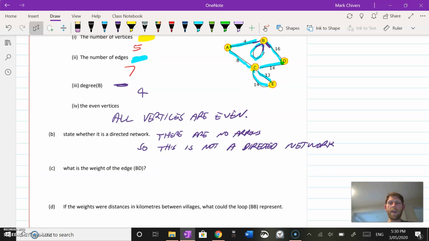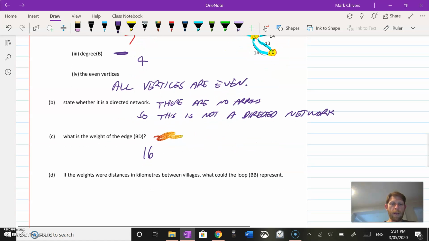What is the weight of edge BD? So if we look there at, I'll use my little rainbow pen for that one. If we look at edge BD, oh, I probably shouldn't use rainbow because now you can't see the 16, or maybe I'll just put it down here. If we look at that edge there, it's got a weight of 16.